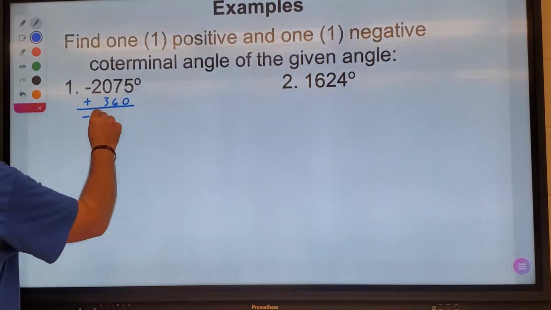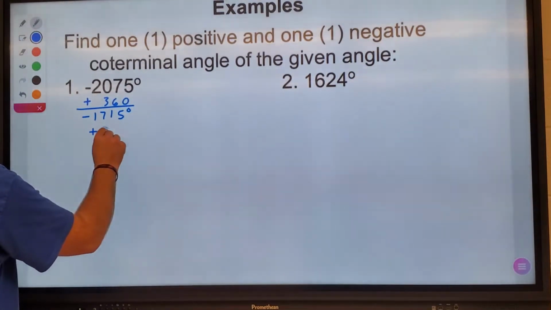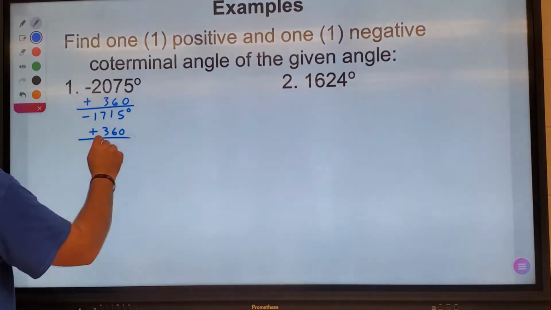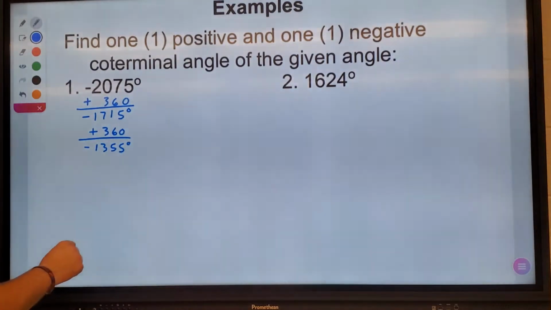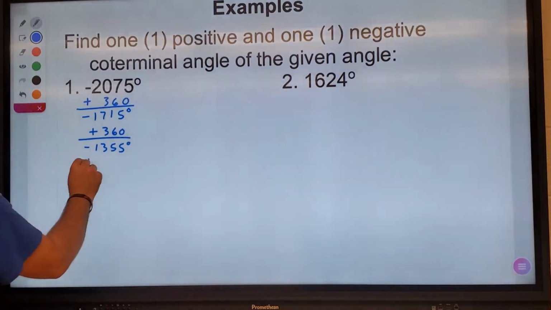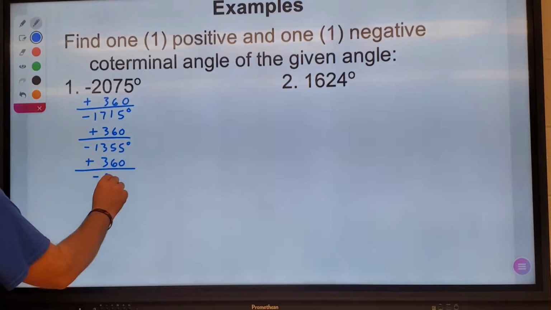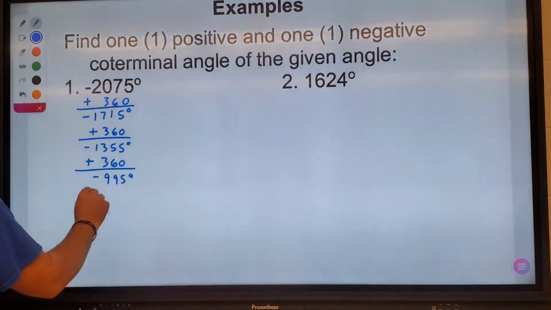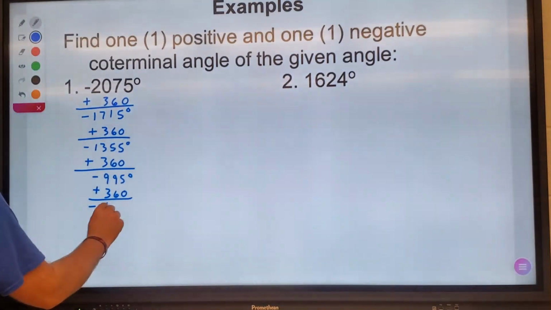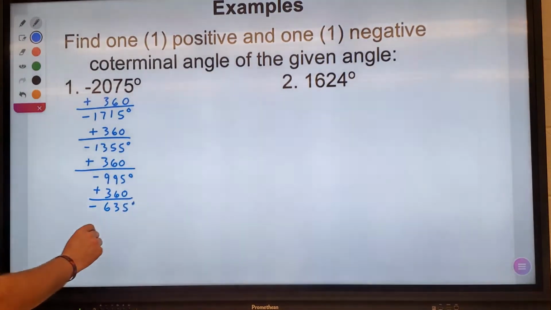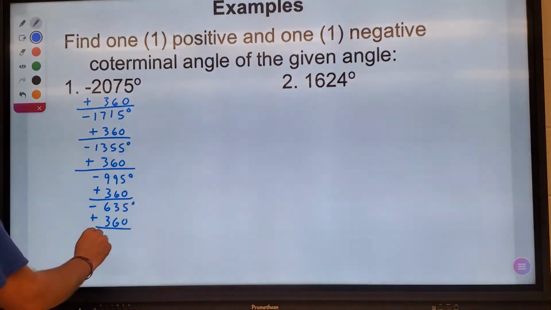That gives me negative 1,715 degrees. I'm going to add 360 again. It's going to give me negative 1,355 degrees. I'm going to add 360 again. That gives me negative 995 degrees. I'm going to add 360 again. That gives me negative 635 degrees. I'm going to add 360 again. That gives me negative 275 degrees.